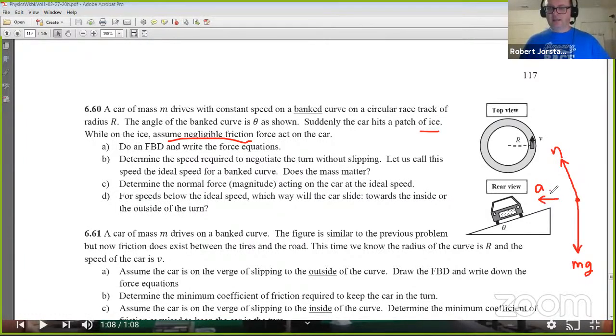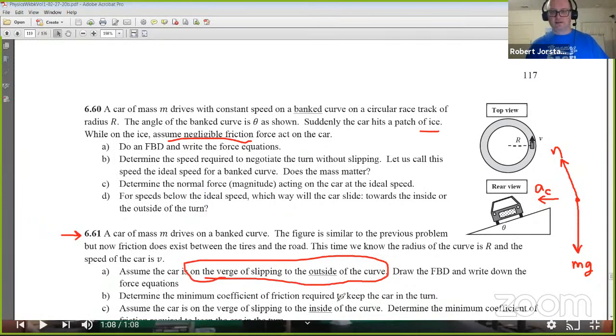Now, in the next problem, let's read this. 6.61. It's similar, but now we do have friction. It says, if we assume the car is on the verge of slipping to the outside of the curve, what direction does that mean friction points?